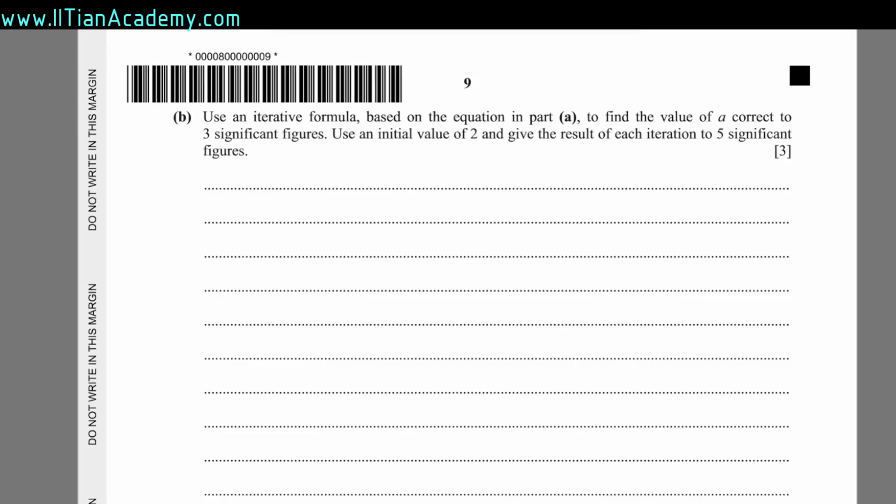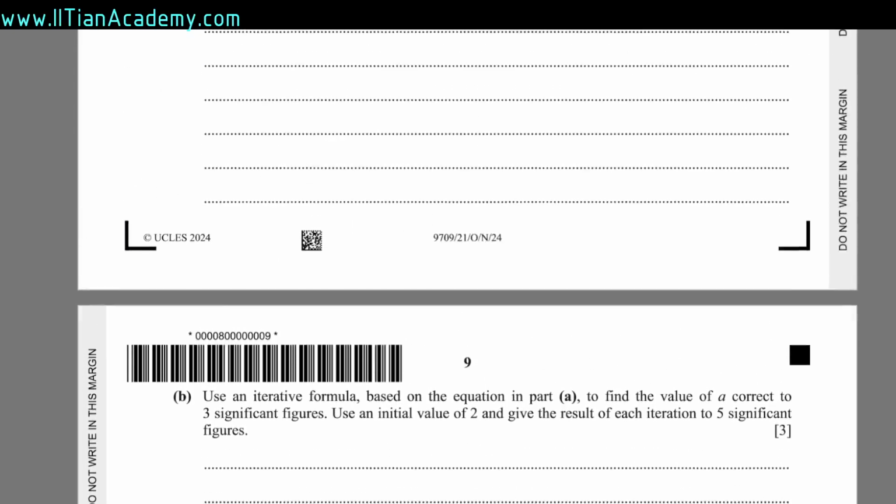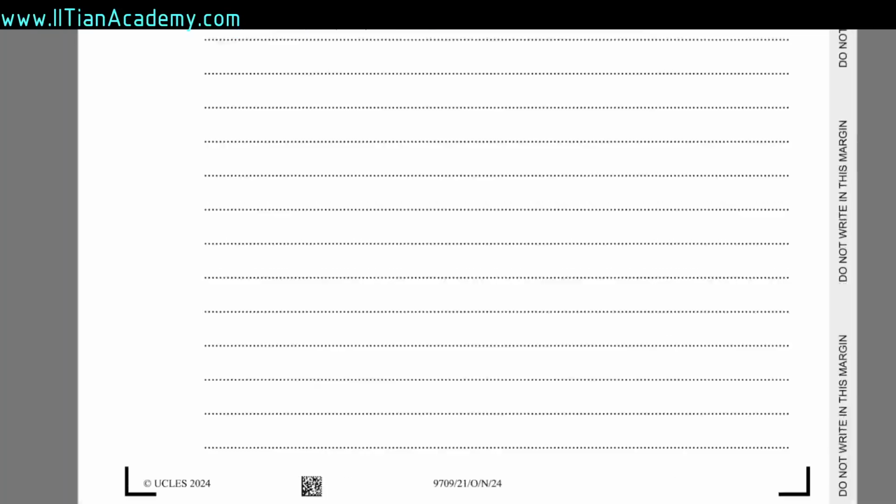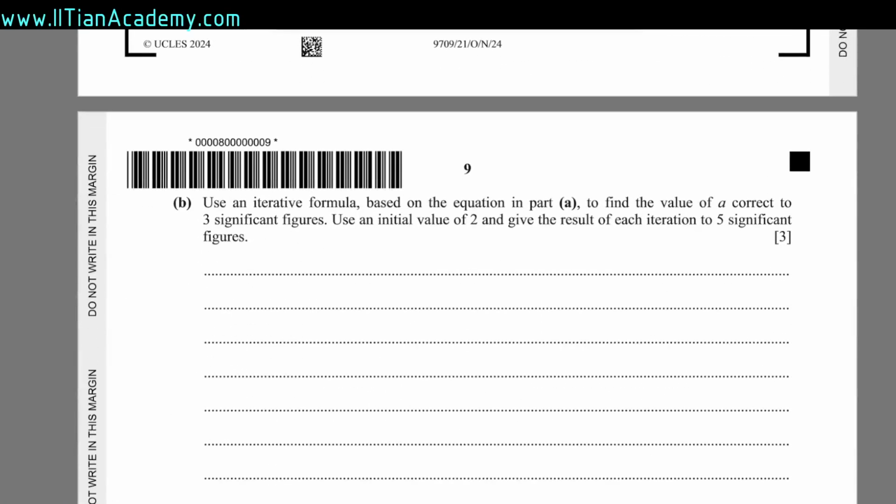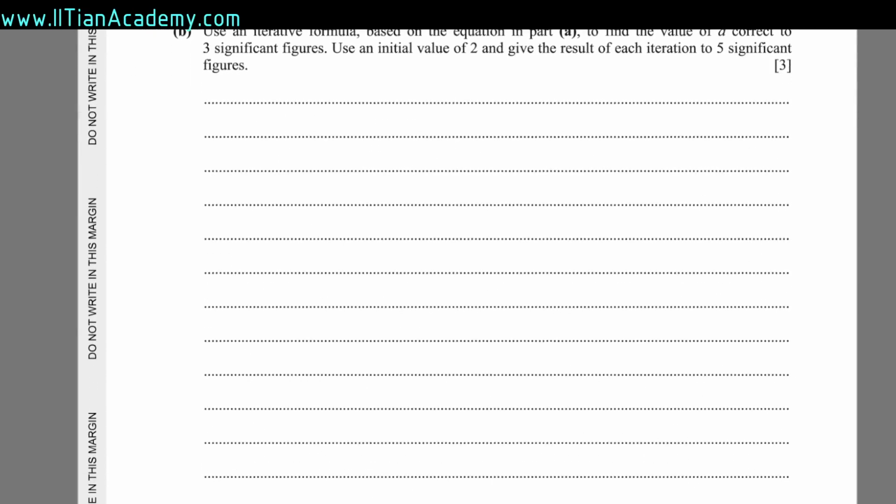Okay, so in part B, we need to use an iterative formula based on the equation we have come up with in part A to find the value of A correct to three significant figures. We need to start with a value of 2, and we need to state each solution to five significant figures. So we have found that A is equal to the cube root of 1/2 e to the 7 over 5 times 2A plus 1, minus 1/2.